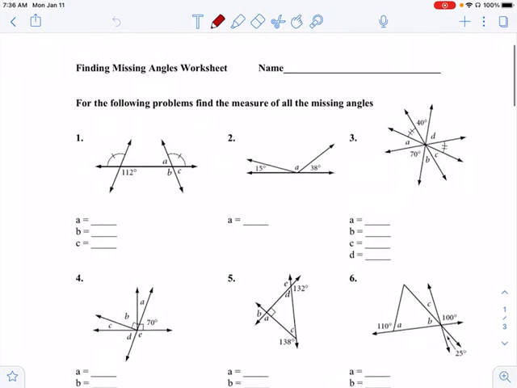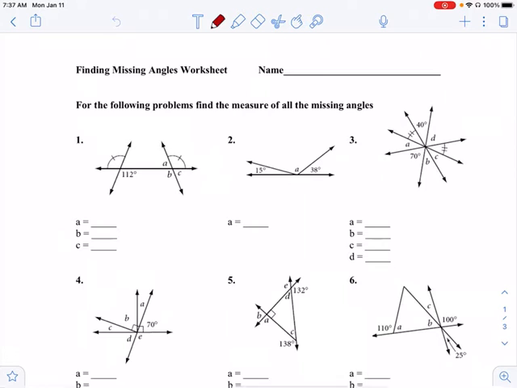Hey everyone, welcome to the Finding Missing Angles worksheet, where I'm going to take a look at a few examples and then also hop to some problems that are more clearly related to the notes, because not all of these have to do with parallel lines.